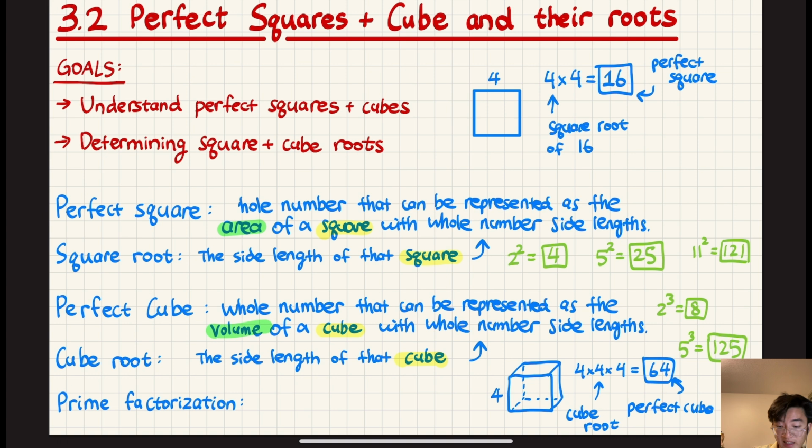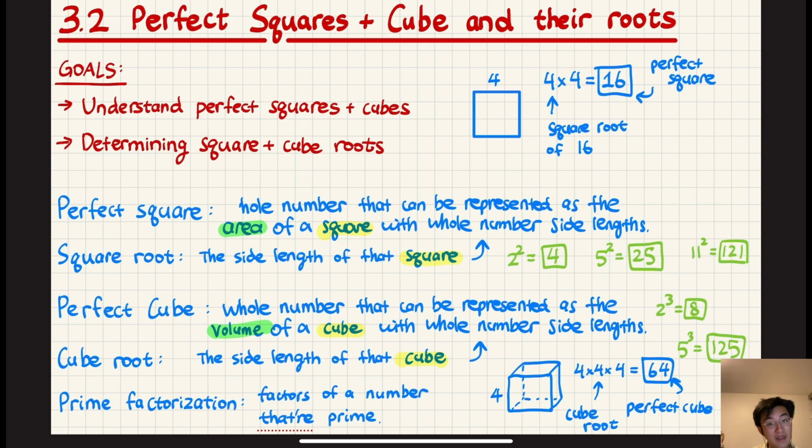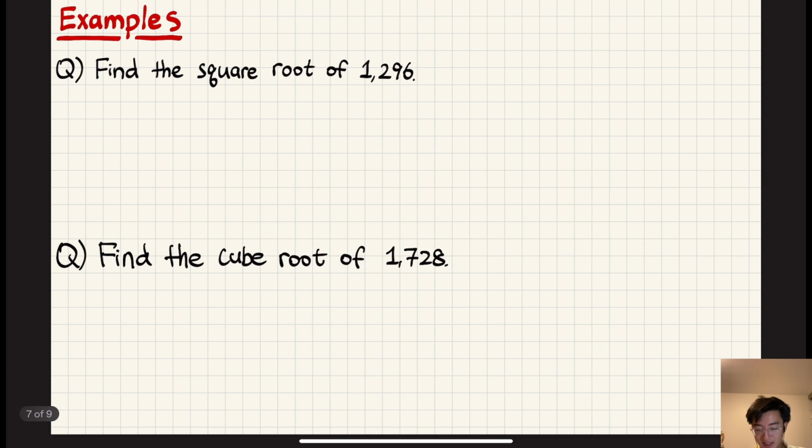And the last definition is prime factorization. We covered that in our last lesson in 3.1. But as a reminder, it is the factors of a number that are all prime. With that being said, let's go over some examples right away.